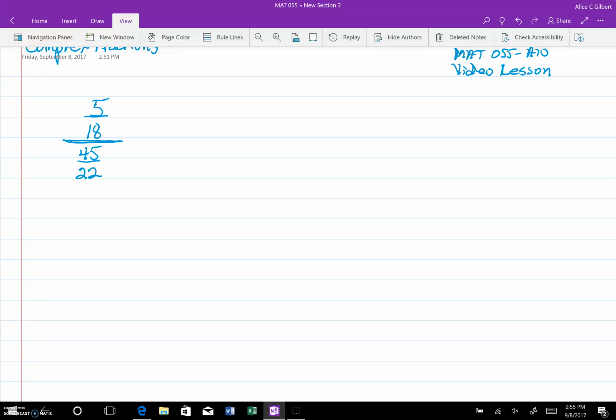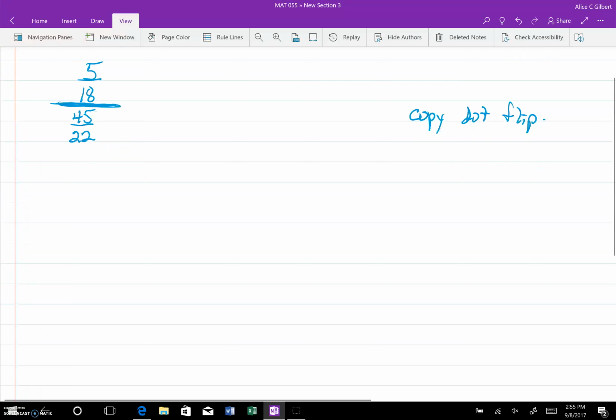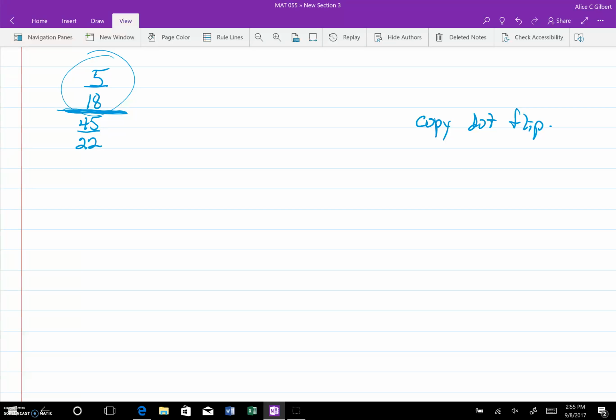So we have a fraction, 5/18, divided by, that's what this sign always means, this line, divided by 45/22. So we're going to do something called copy dot flip. Okay, so what that means is I'm going to copy the first fraction, so that's the numerator, exactly like it is. I'm not going to change anything. And then dot, I change the divide into multiply because we can't divide fractions, we have to multiply them. And then I'm going to take the denominator, the second fraction, and flip it.